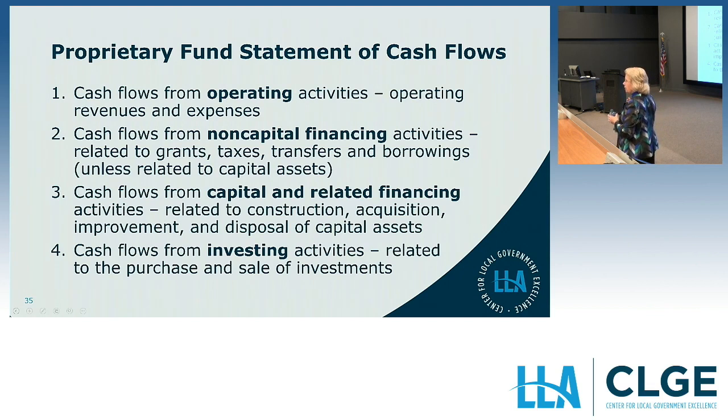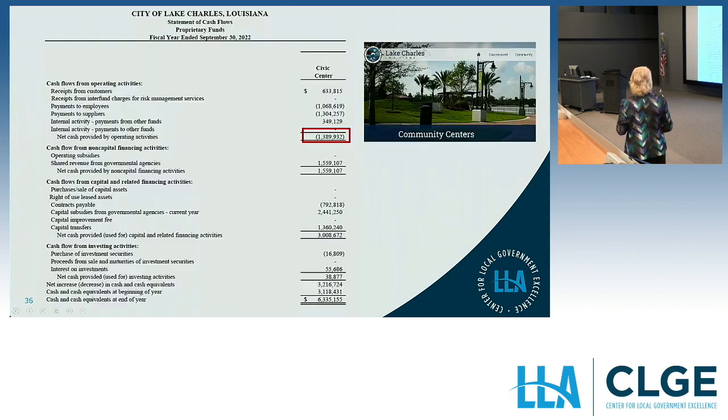We're going to take a look at this. So there's non-capital financing, and that's related to those kinds of things like grants, taxes, transfers. And then we have capital and related financing. This is your capital asset stuff, okay? And then we go to investing. So let's take a look when we have to do this. We start with a beginning cash balance last year. Our ending cash balance last year is our beginning this year. We add all of this stuff and we reconcile and we get to our cash balance in the current year.